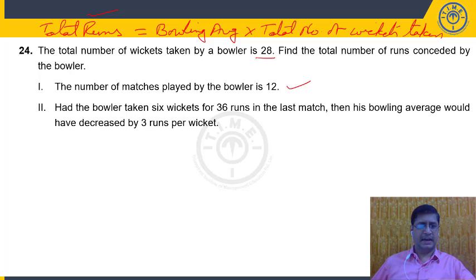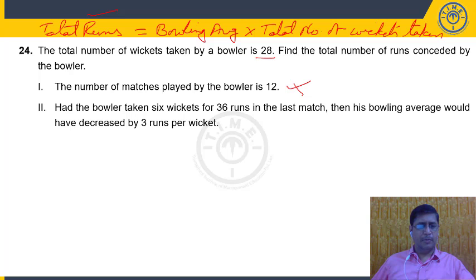The number of matches played is 12. But what is the average for these? It is not given. As the average runs conceded by the bowler is not given in this one, hence it is not possible to answer. Only the number of matches played is given, runs is not given, so it is not possible. So 1 is insufficient. Look at the second one.